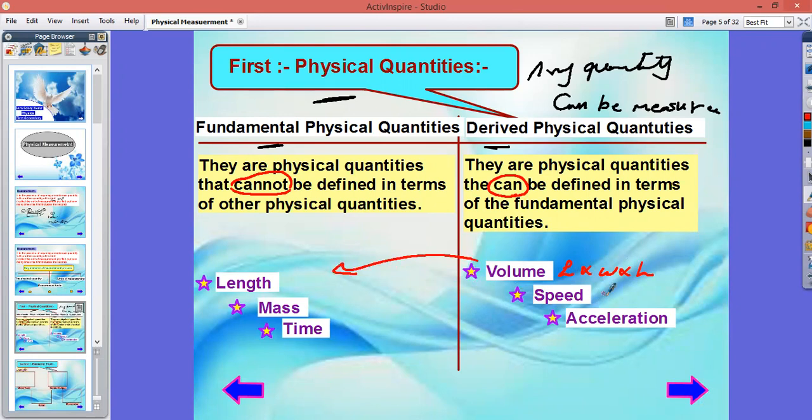Speed equals what? Displacement over time. So it depends on displacement, length, and time. Acceleration equals what? Velocity over time. It depends on speed or velocity and depends on what? Time. So all of this is called what? Derived physical quantity.